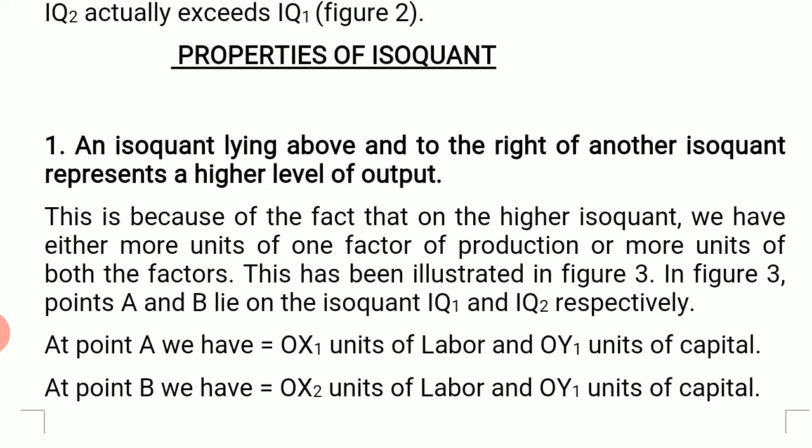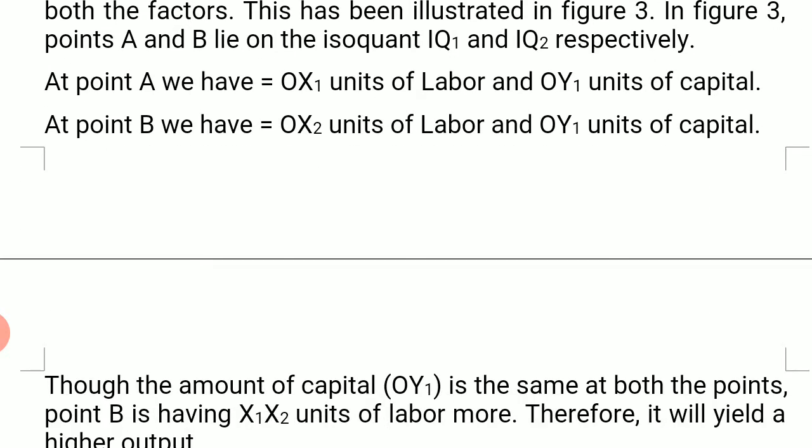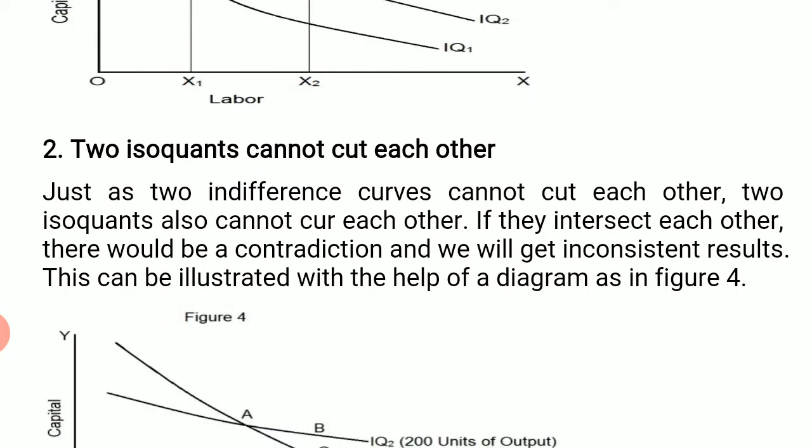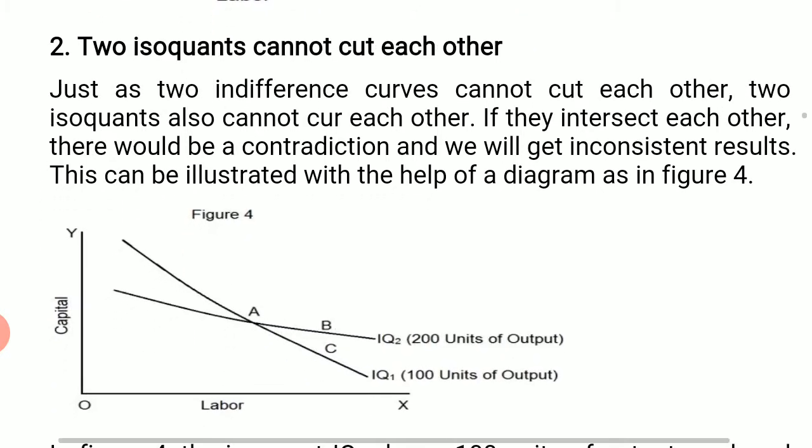Now the first property of isoquant is that an isoquant lying above and to the right of another isoquant represents a higher level of output. This is because on the higher isoquant we have more units of one factor of production or more units of both the factors. This has been explained in figure 3, where points A and B lie on the isoquants IQ1 and IQ2 respectively, where IQ2 shows the higher level of satisfaction to the producer.